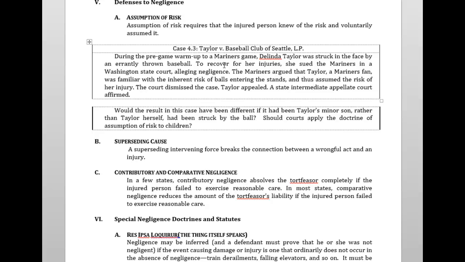There was no liability. Now, the interesting thing would have been, what if a child had been hit by that ball? What would the verdict have been on that? So we'll have to think about that.